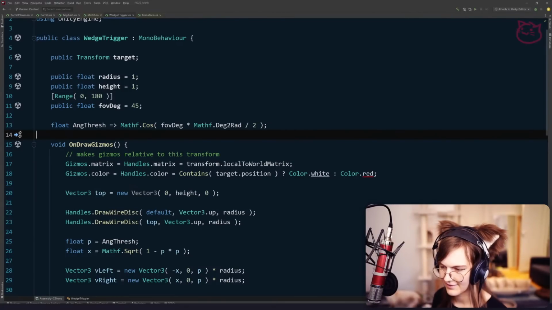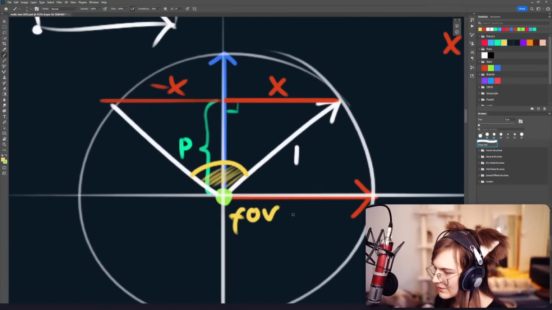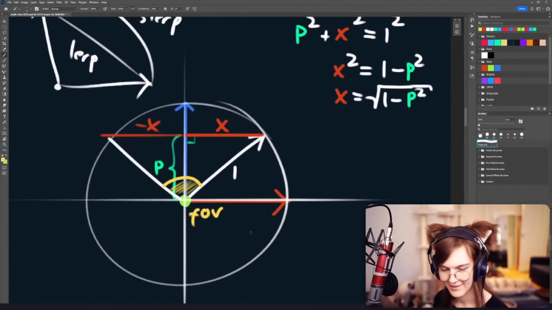Any questions? Sorry for the messy scribbles. It got kind of tight in here.